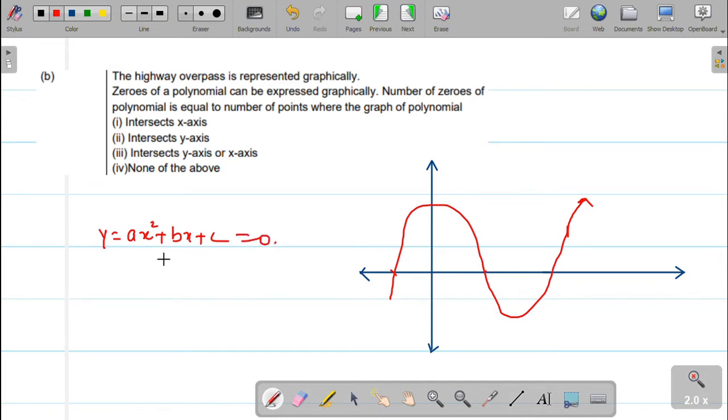Putting it equal to 0 means we are putting y equal to 0. And where do you get y equal to 0? At the x-axis. So all these points where the graph meets the x-axis should be giving you the zeros. And the number of points where the graph meets the x-axis should give you the number of zeros of the polynomial.